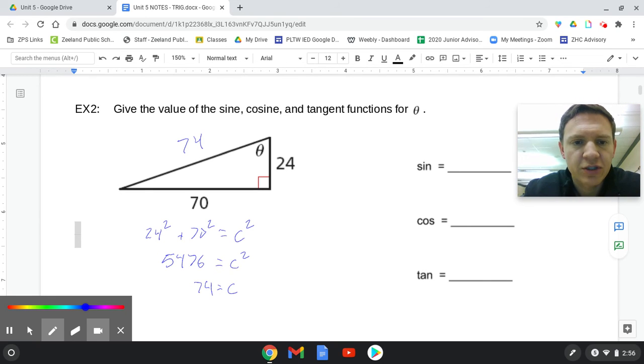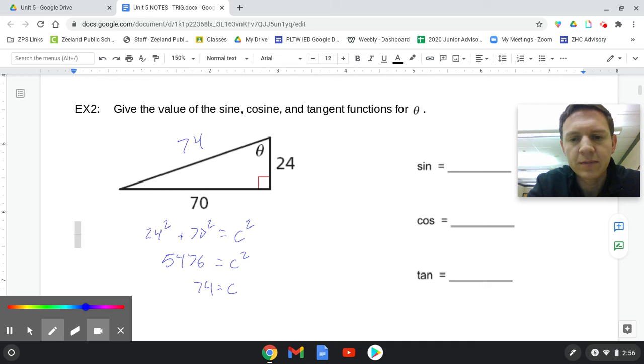All right, real quick, I just found the hypotenuse is 74 by doing the Pythagorean theorem. 24 squared plus 70 squared equals hypotenuse squared. Squared them, added them, square rooted to get C is 74. That should be review. If it's not, look there a little bit closer.